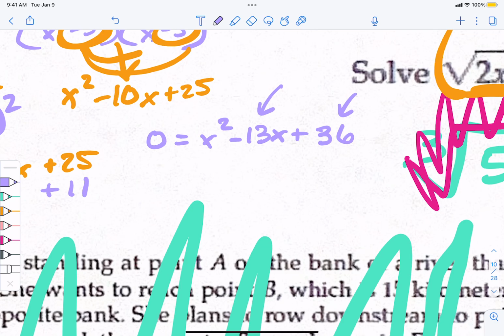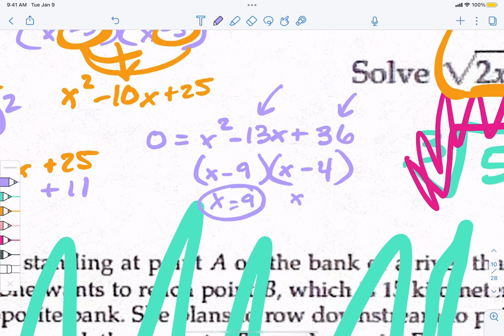X minus 9, x minus 4. Yes, perfect. I love it. You're not perfect, but that is perfect. All right, x minus 9, x minus 4. Okay, so x equals 9, x equals 4, and those are my 2 answers to this problem.